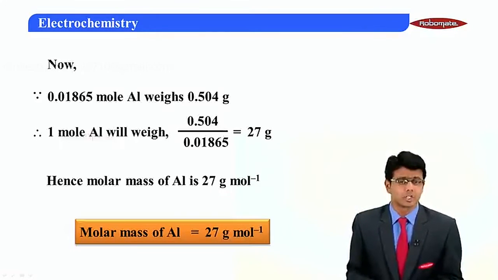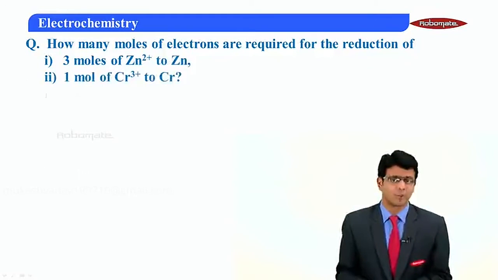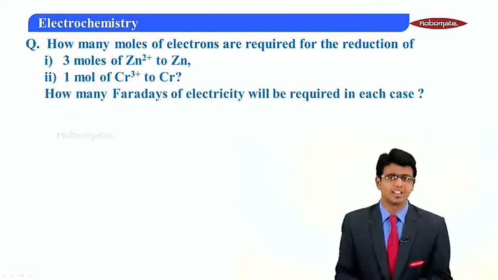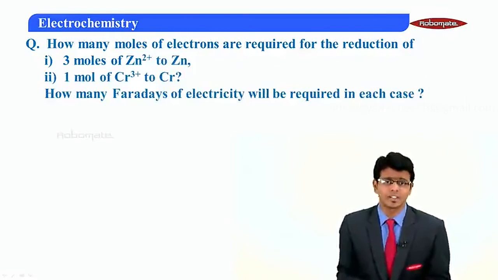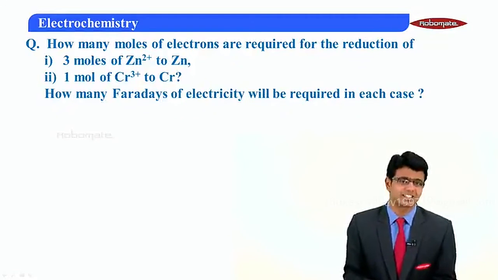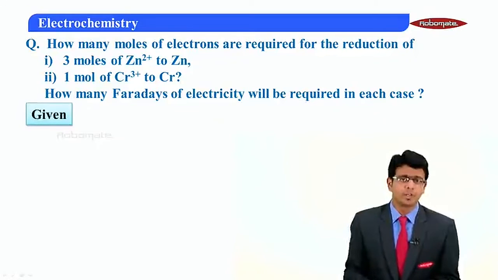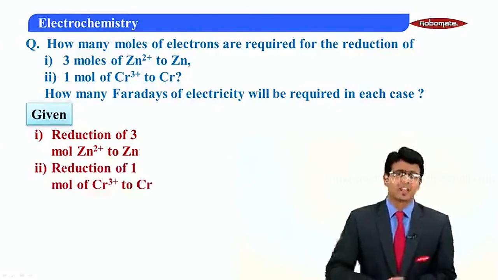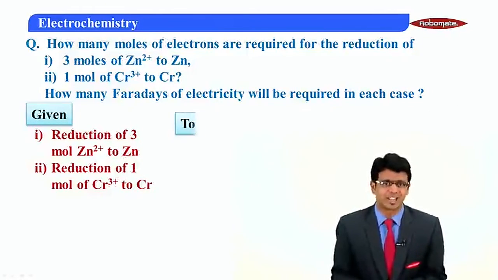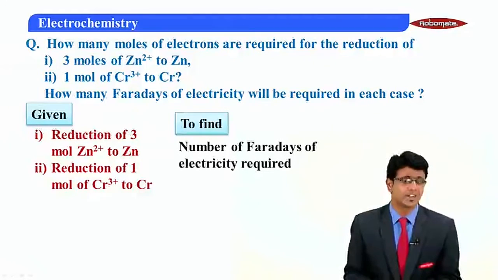Let us get into the discussion of another numerical. How many moles of electrons are required for the reduction of 3 moles of Zn2+ to Zn, 1 mole of Cr3+ to Cr, and how many Faradays of electricity will be required in each case? So let us quickly write the given. We are supposed to find moles of electrons and Faradays for reduction of 3 moles of Zn2+ to Zn and reduction of 1 mole of Cr3+ to Cr. Okay, we are supposed to find number of Faradays of electricity required.